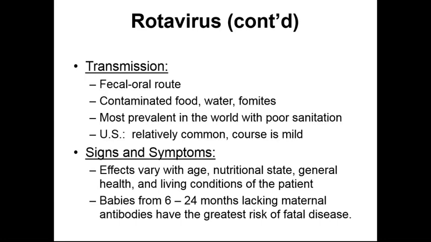The signs and symptoms associated with rotavirus are going to vary with age, the nutritional state of the patient, and the overall health and well-being of the patient. Babies, generally speaking, that are between 6 and 24 months old, lacking maternal antibodies, have the greatest risk of the fatal disease. So babies that have just stopped breastfeeding are at high risk of contracting this disease.